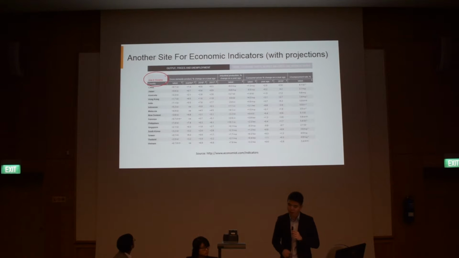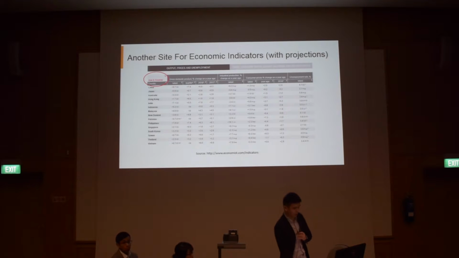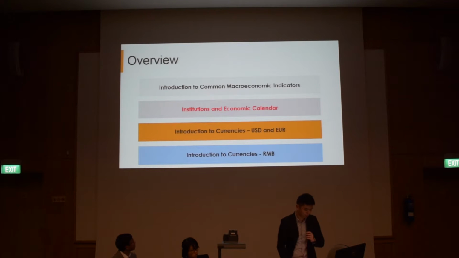Of course, another source for economic indicators with projections would be The Economist. The Economist indicators are published in a more detailed form. Rather than tracking just the major economies, they look at developing and emerging markets as well. So you could switch to your preferred location if you wish, and it gives you projection figures that they update twice daily. So it's also a useful reference. So next we will move on to institutions and the economic calendar.